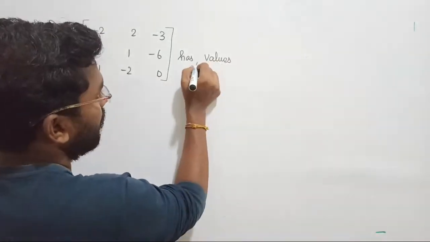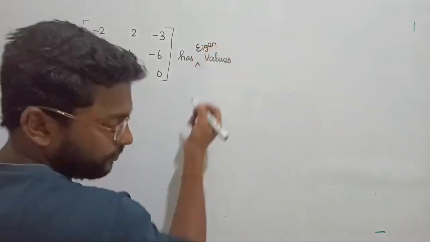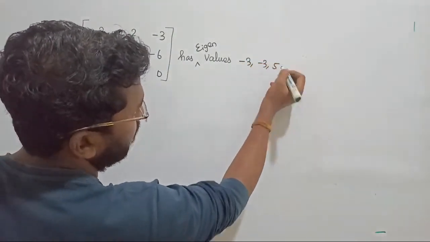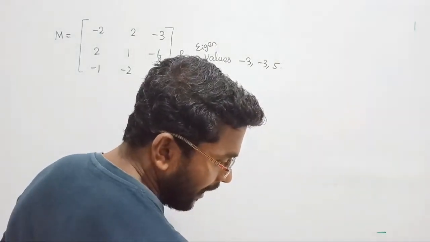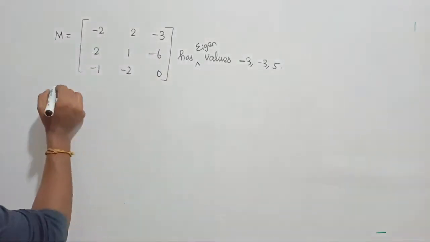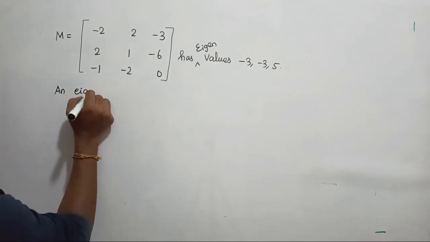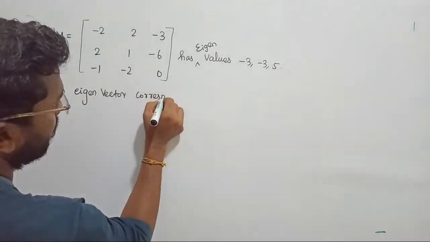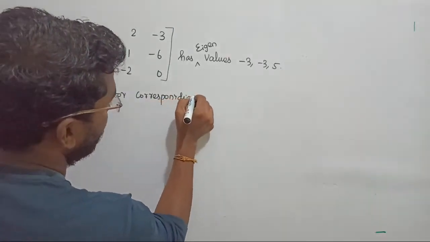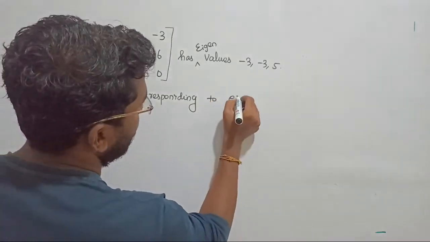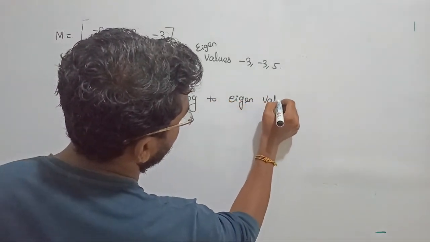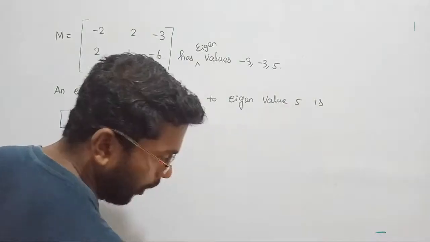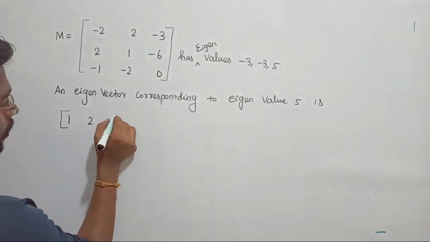See how your question is. Has eigenvalues அவங்க சொல்லியிருக்காங்க: -3, -3, 5, right? Now an eigenvector corresponding to the eigenvalue 5 is given. They said it is (1, 2, -1) transpose, right?